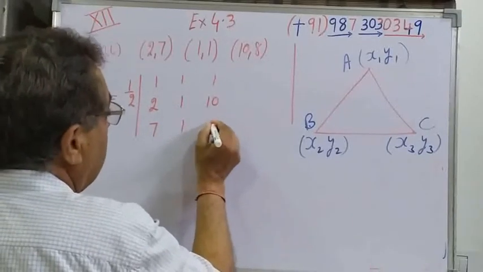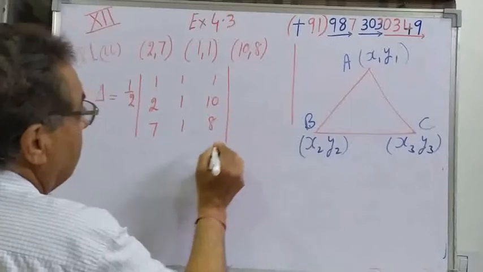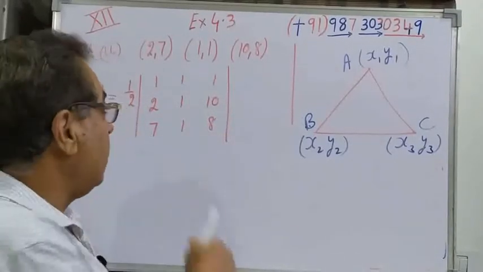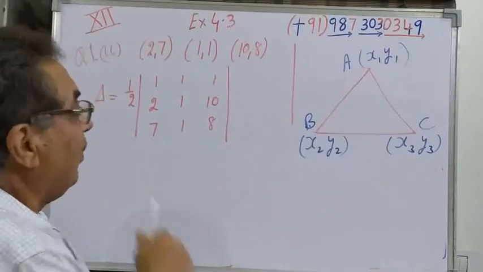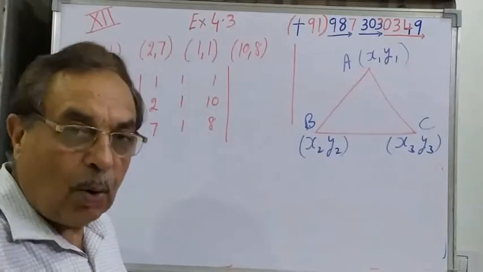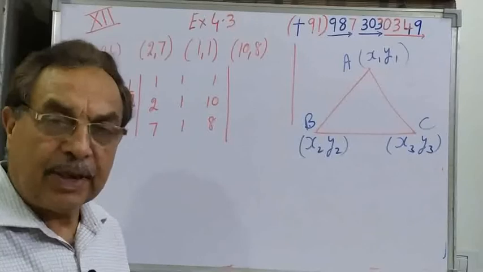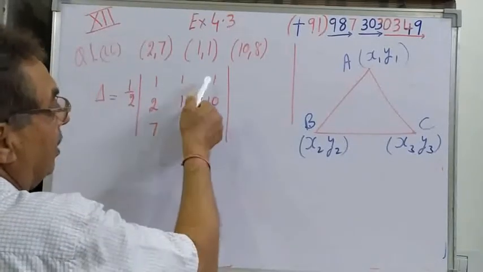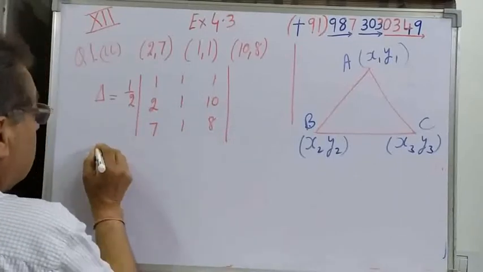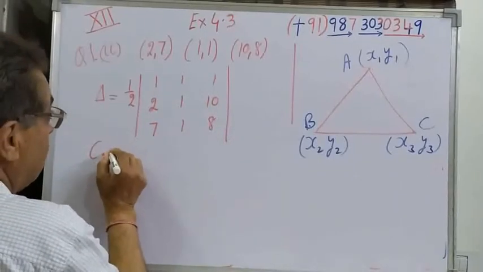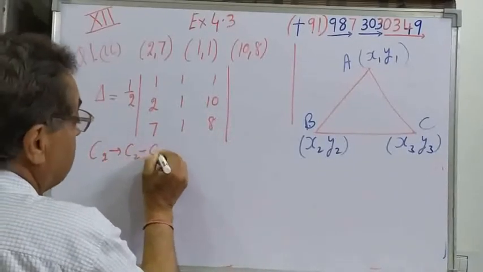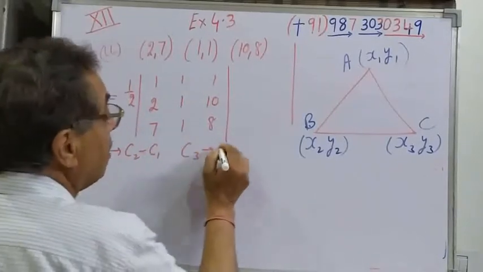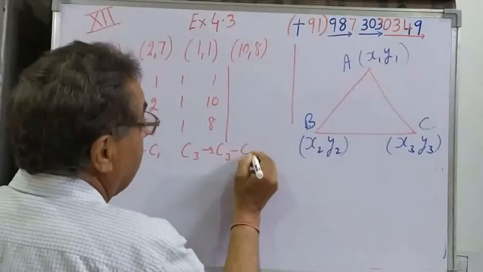7, 1, 8. So this is what we have. Now we want to find the area of this triangle. We can expand it straight away, or if we want to simplify using the properties, we can do that: C2 minus C1, C3 minus C1. So we write C2 as C2 minus C1, and C3 as C3 minus C1.